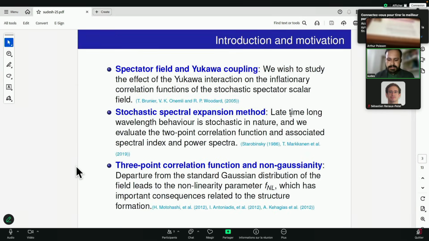So the brief motivation of my work is that we want to study the effect of the Yukawa coupling during the inflationary scenario. What we consider in this work is a coupling between a fermion field and a scalar field, where the scalar field is a spectator scalar field. The method we are using is the stochastic spectral expansion method to calculate various correlation functions, including the 3-point correlation function.